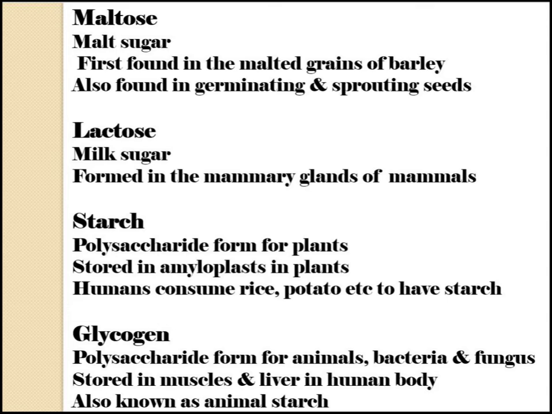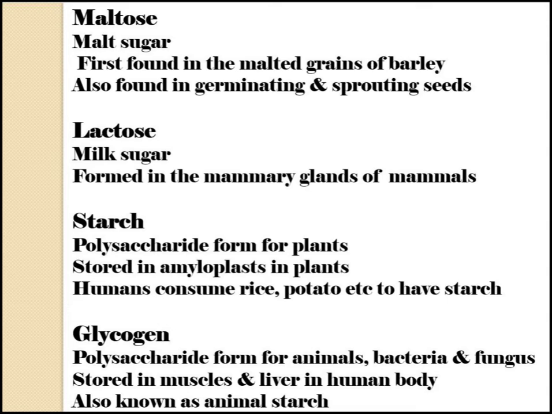So yeah, barley is the first source which can be told as the source of maltose or the malt sugar. And also it can be found in germinating or sprouting seeds as well, even if only very slightly. It is present in peas. Okay. And what is lactose?